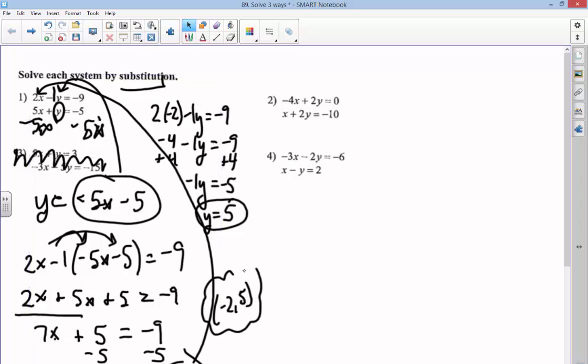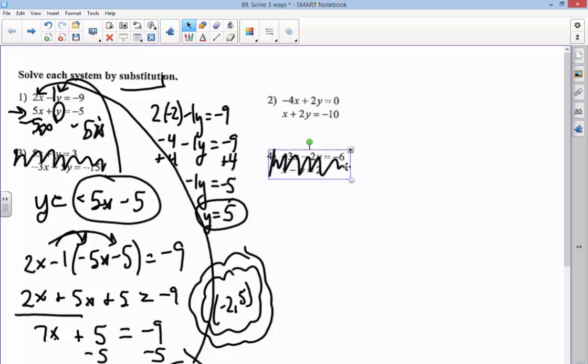Now, you might want to try to plug it into the bottom equation just to make sure you're right. 5 times negative 2 is negative 10, and then plus 5 is negative 5. So for sure this works. It works in both equations, so you know you're right. Okay, don't cross off 4. I'm just going to rewrite it down lower.